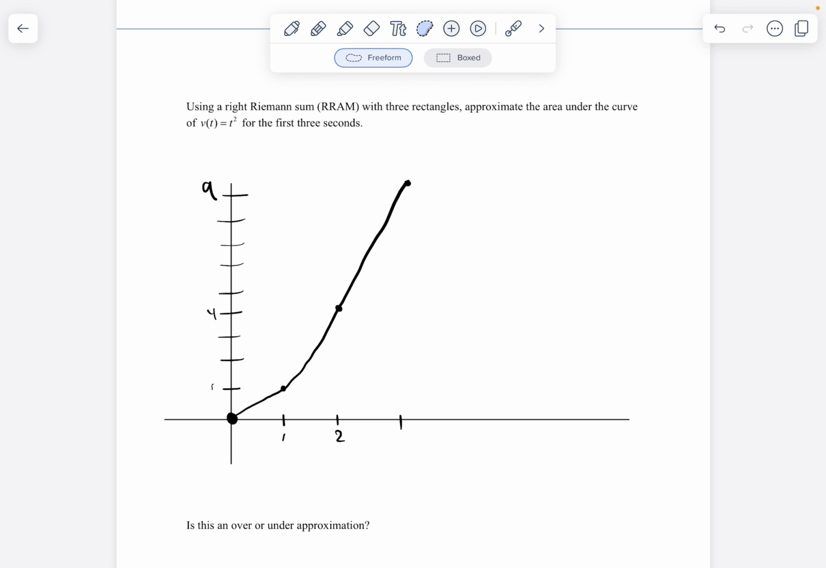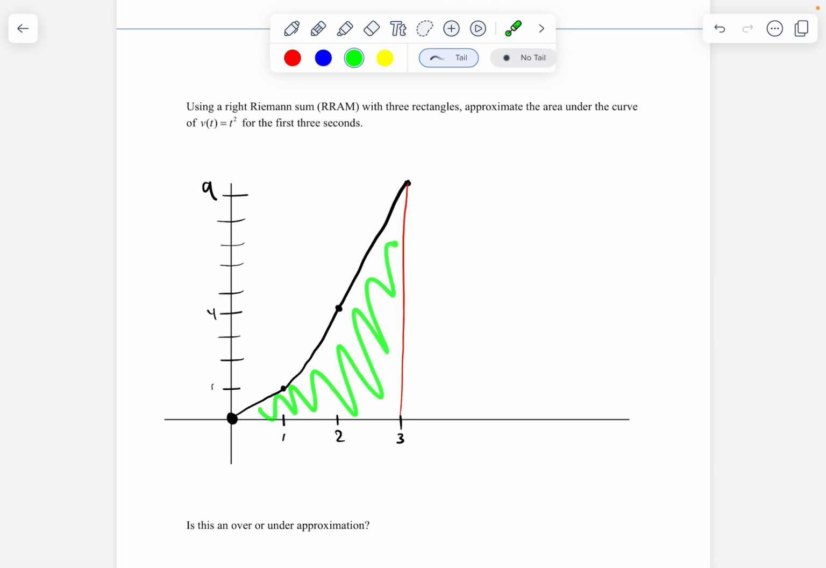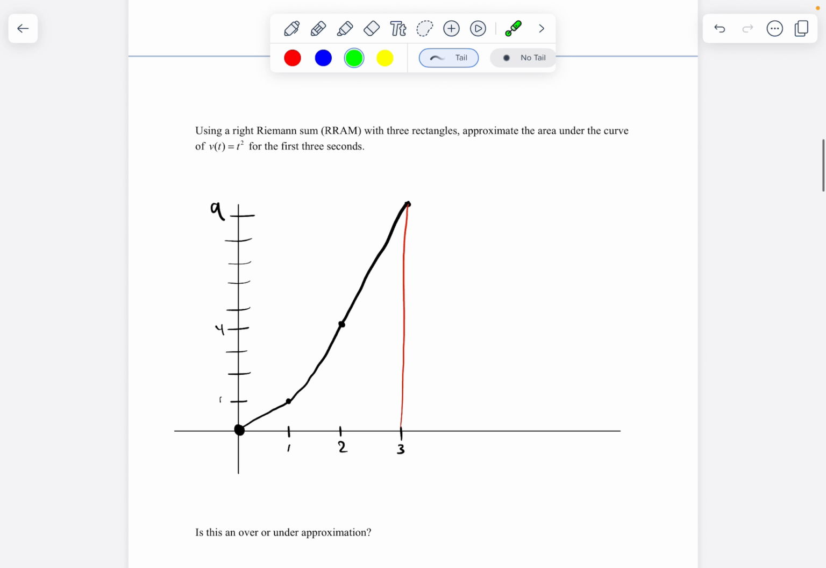And we said for the first 3 seconds. So we have this area here that I want to approximate. Okay, this is where it gets fun. The right Riemann approximation method, which RAM, by the way, stands for the right Riemann approximation method, is going to state this.